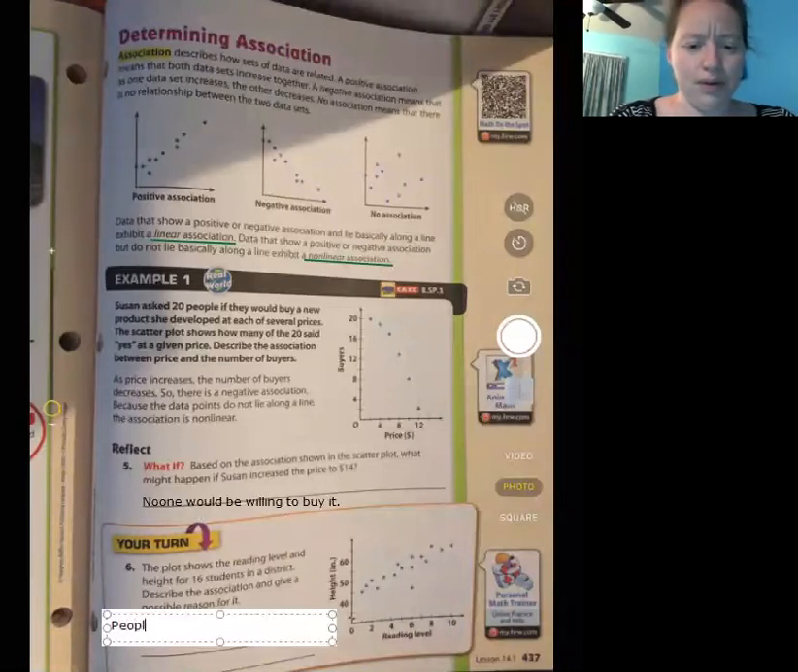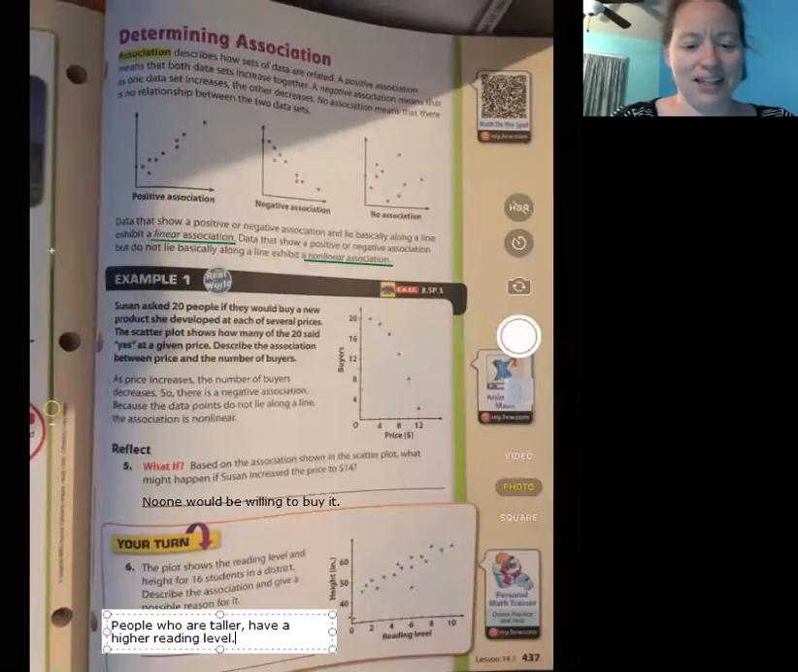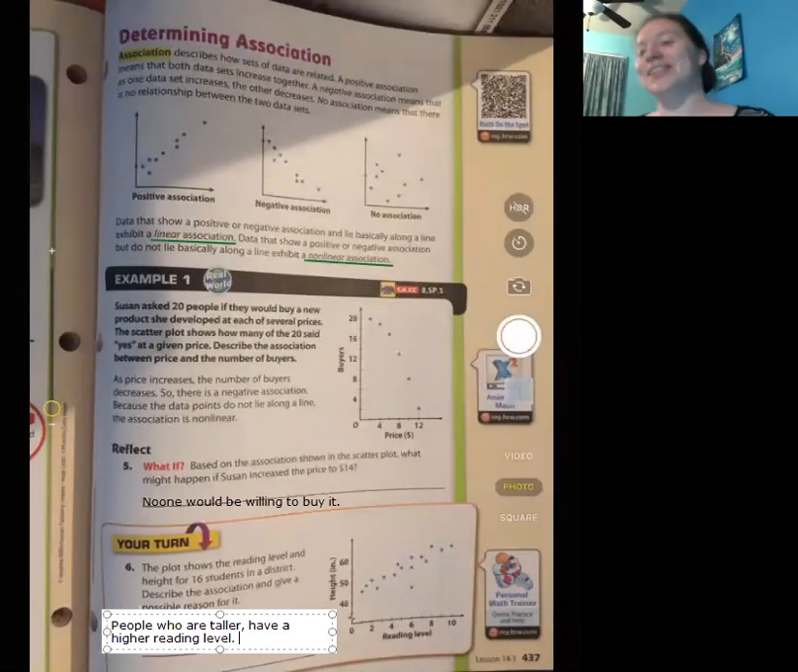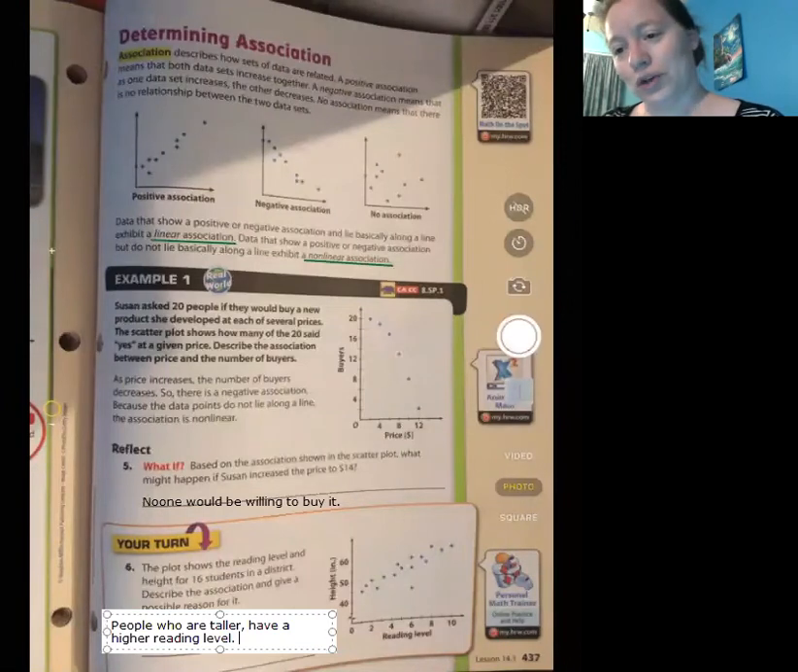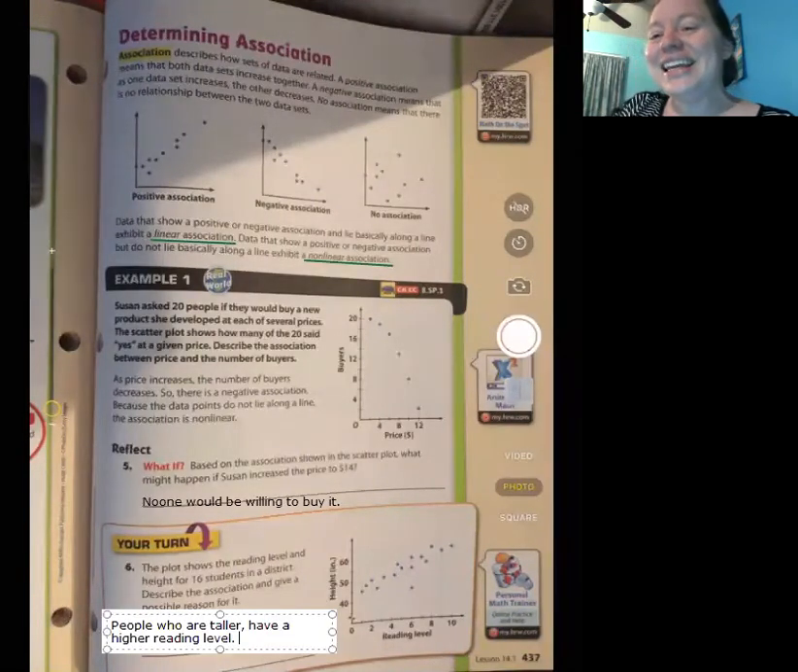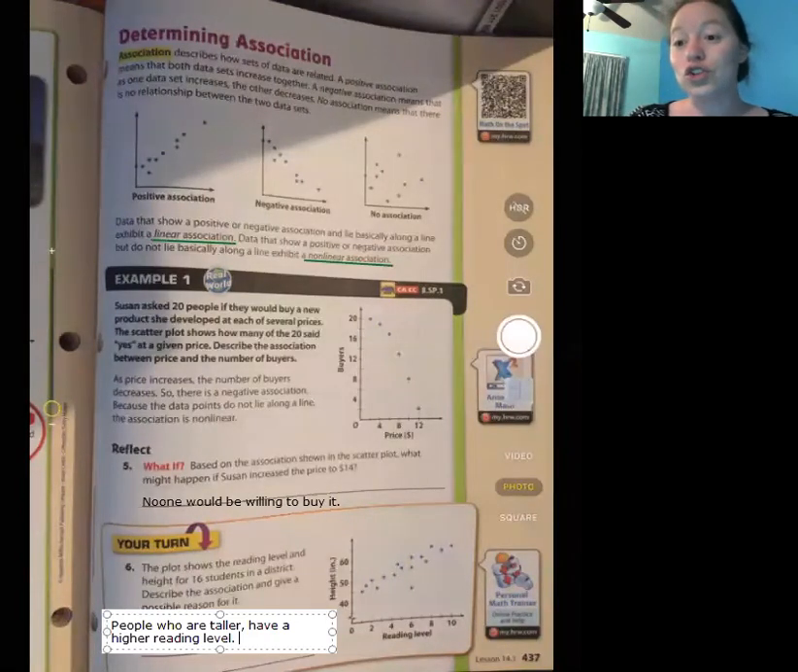People who are taller have a higher reading level, which is absolutely insane until you think, who are the short people at our school? Shortest people at our school, who are they? The itty bitties. So we go all the way down to our little TKers and kindergartners, and they're so cute, but they're tiny. Those are the shortest people in our school.